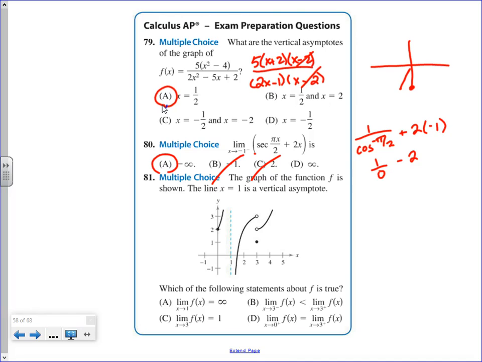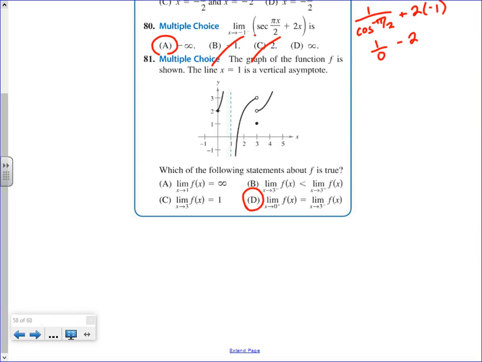What did you guys get? Which of the following is true? Oh, sorry. I got D. D? Let's check it out. You guys agree? The limit as you come towards 0 from above 2 is the same thing as you go towards 3 from above 2. Yep, I agree with that one. The rest of them wouldn't work so well.